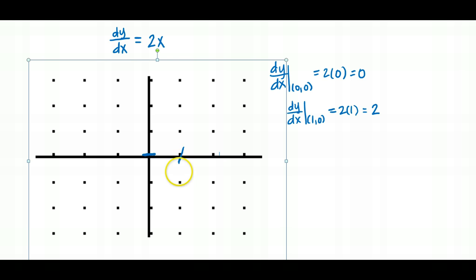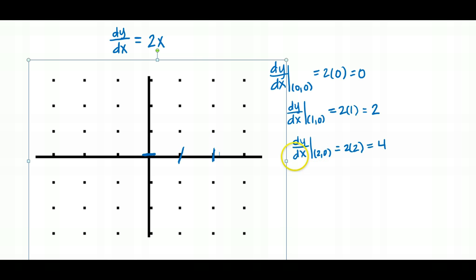So this is my line with slope 2. So now let's move on. Let's try the coordinate point 2, 0. So dy/dx at the coordinate point 2, 0. Well, now the x value is 2, so we're going to have 2 times 2 is 4. So now this has to be an even steeper slope than the one I drew right here at 1, 0. So it has to be a little bit steeper without being a vertical line.